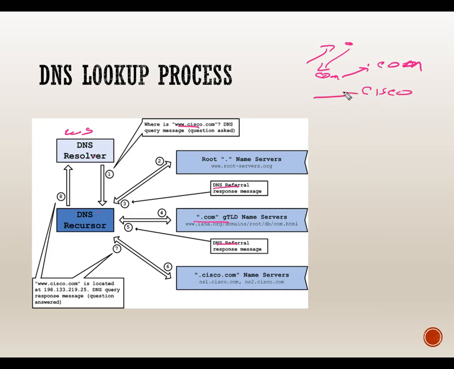So we go to the Cisco name server. It's probably something like ns something name server.cisco.com. And it then sends us, NS1 actually it is, cisco.com or NS2. It sends us the IP address of www.cisco.com. So now we can get to that specific location on the internet.